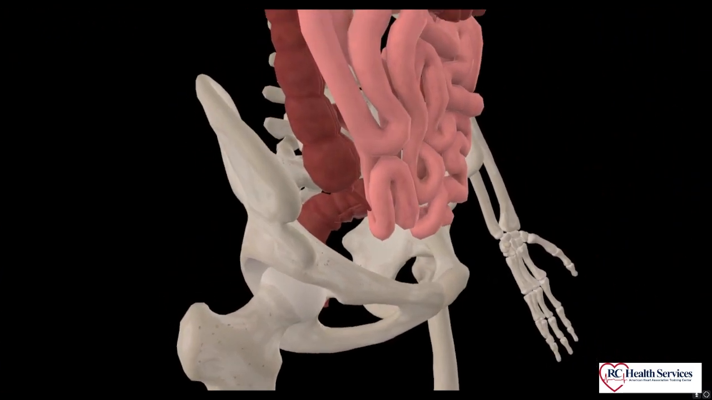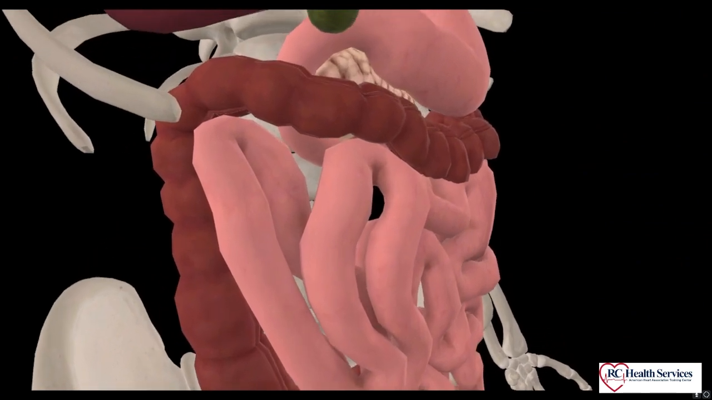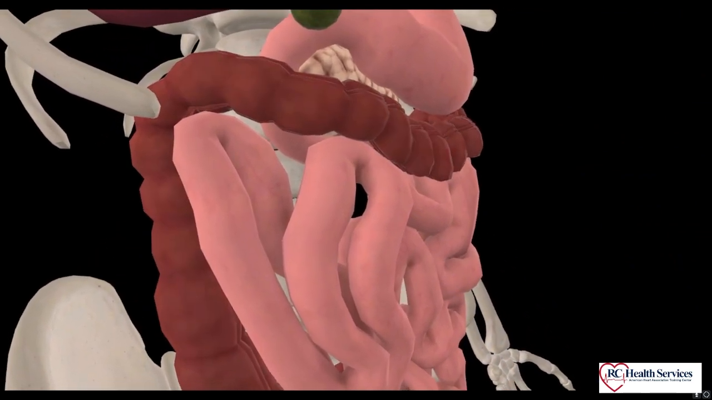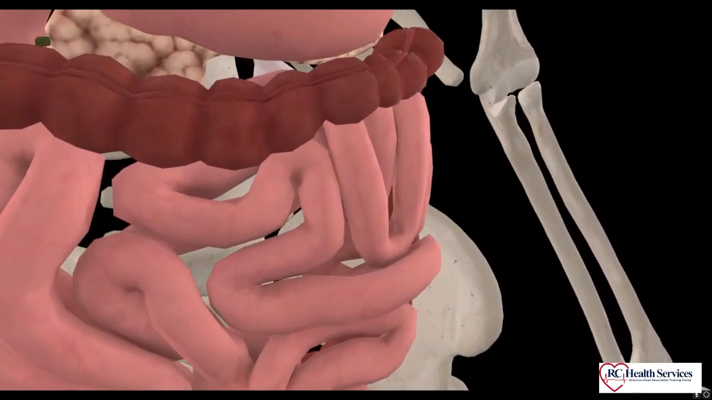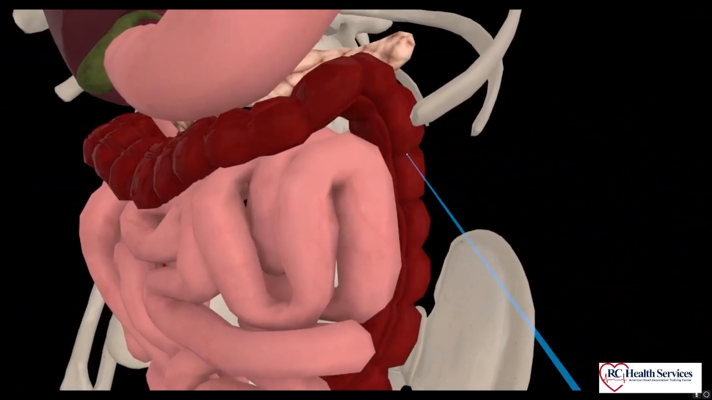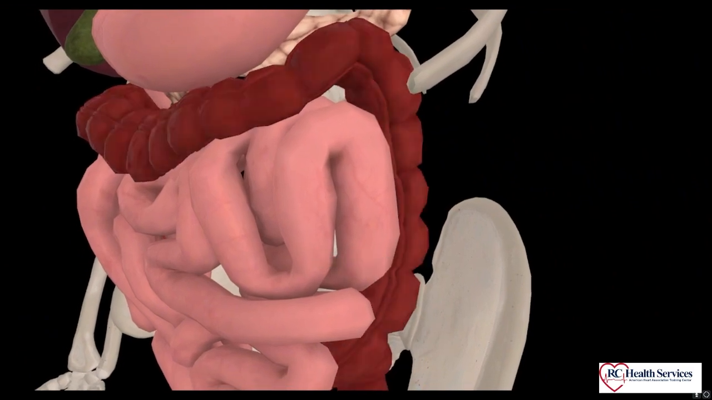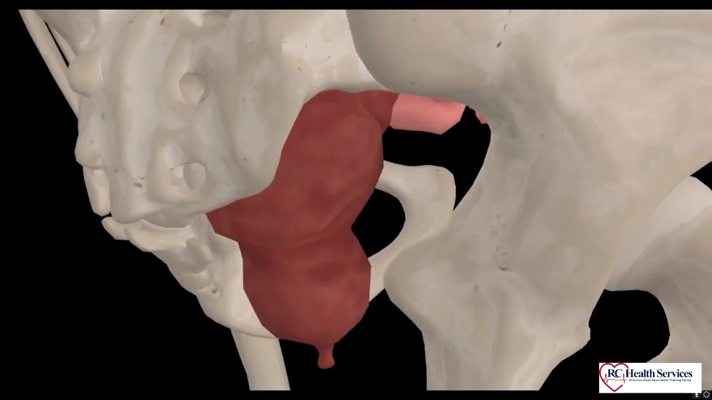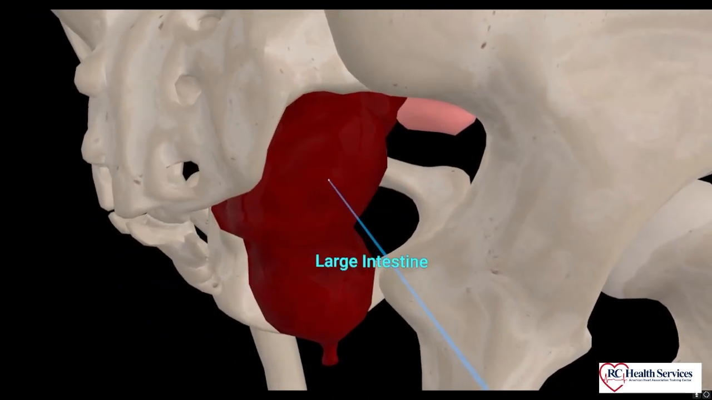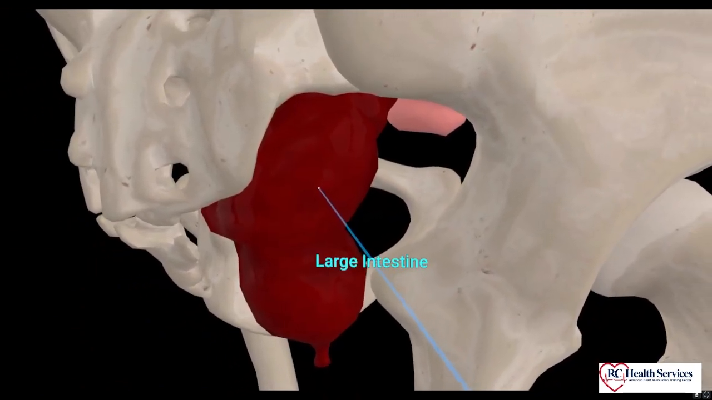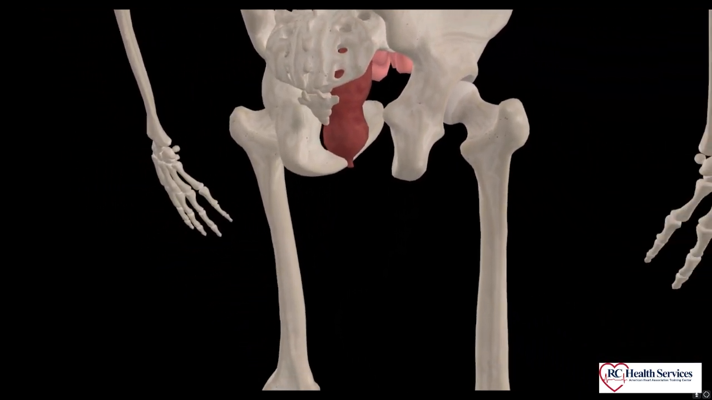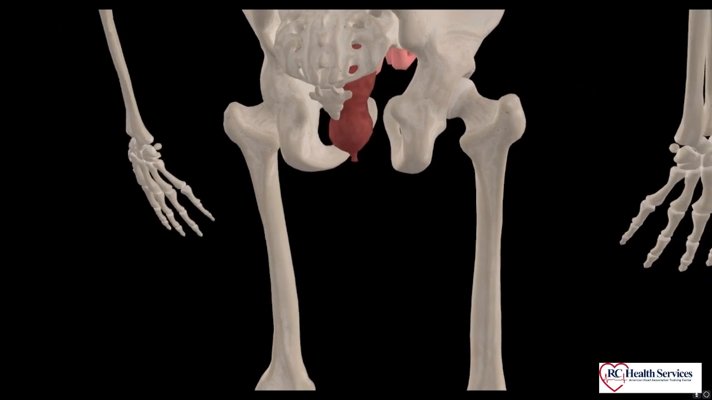And then the rest of your large intestines over here, your large intestine will kind of compact all of the fecal matter and make it to where it can be expelled. Also, most of the water is kind of absorbed in the large intestine. And then the large intestine is connected to the rectum and the anus so that you can eliminate all of this.